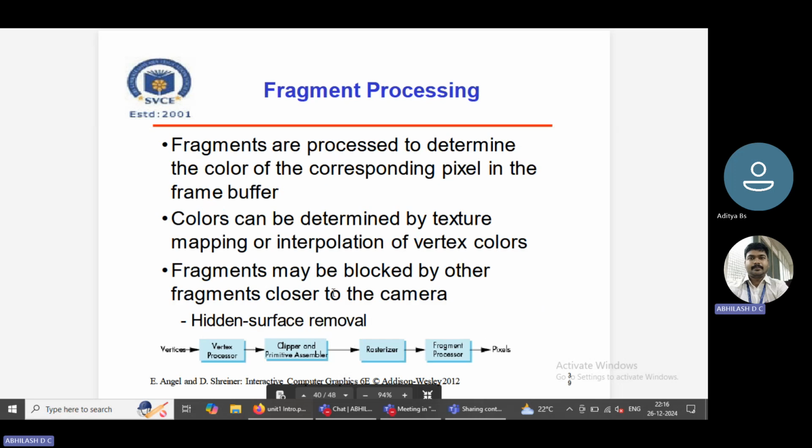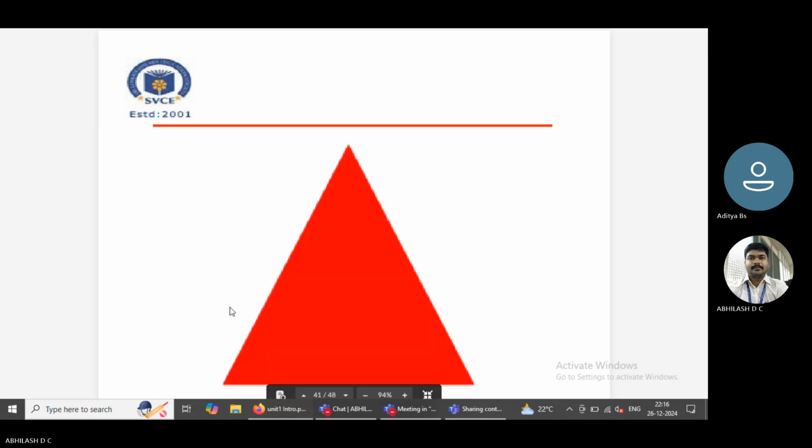Next comes the fragment processor. The fragments are processed to determine the color of the corresponding pixel. It gives the information about what the color of that particular pixel will be, because that is very important. Colors can be determined by texture mapping and interpolation of vertex colors. We use RGB colors. Fragments may be blocked by another fragment closer to the camera. That is called hidden surface removal.